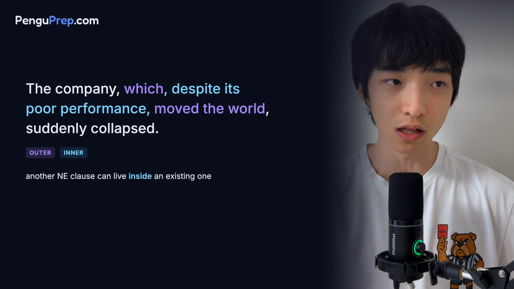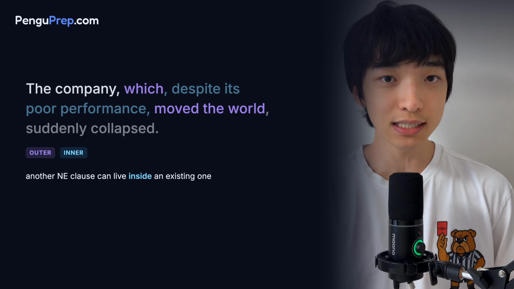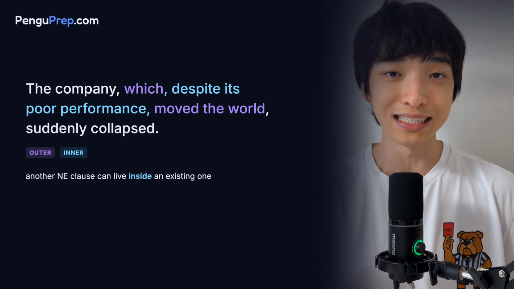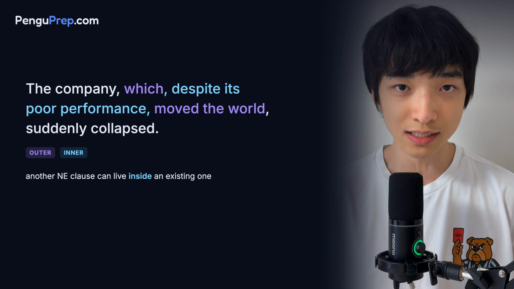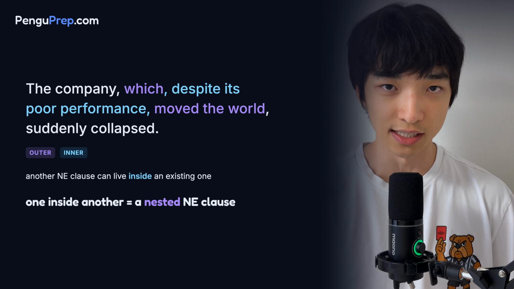The company which moved the world suddenly collapsed. This is pretty normal. The non-essential clause is which moved the world. But we can place another non-essential clause within the existing one. For example, the company which despite its poor performance moved the world suddenly collapsed. Here, the non-essential clause despite its poor performance is nested within the outer non-essential clause, which moved the world. Cases like this, where a non-essential clause is inside another non-essential clause, are called nested non-essential clauses.